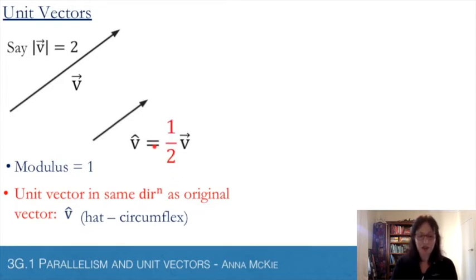Got the answer there for you. Essentially, you might say to yourself, what would I have to multiply V by so that the magnitude is just 1? In your mind, you might be dividing by 2. 2 divided by 2 gives you 1.